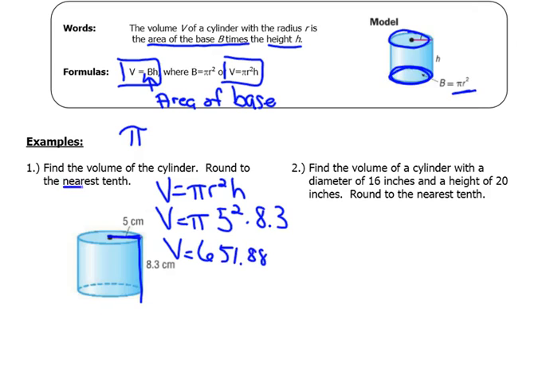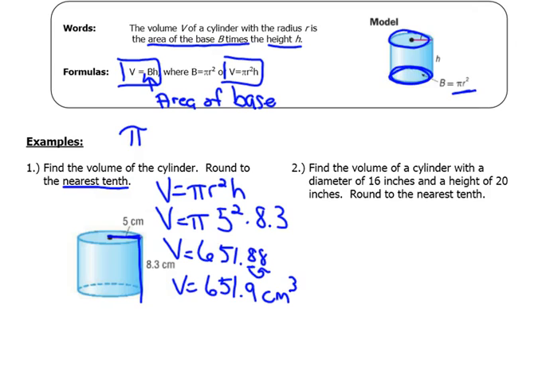Hopefully you know where that pi button is on your calculator. So pi times 5 squared times 8.3, and I'm going to get 651.88, but it wants it rounded to the nearest tenth. So there's the tenth space. That second 8 tells me I have to go up to a 9. Labels are still the same because it's a volume, so 651.9 centimeters cubed.